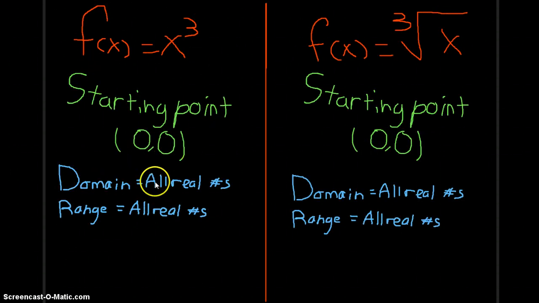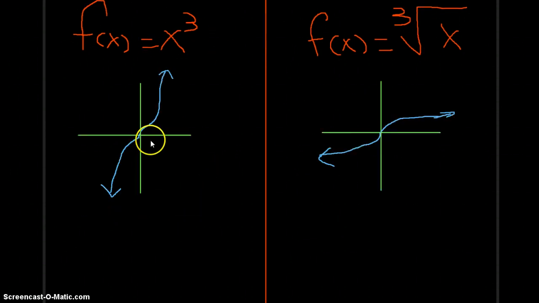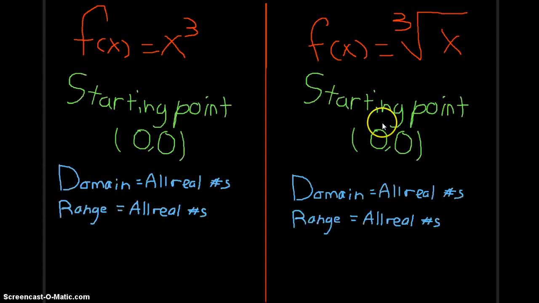So for the cubic function, our starting point is 0, 0. Our domain is going to be all real numbers, and our range will also be all real numbers. Let's look at the graph and see why that is. This function goes up and to the right to infinity, and it goes down and to the left to infinity as well. Because the graph never stops going up and right or down and left, the graph will go forever, which means we have a domain of all real numbers and a range of all real numbers.